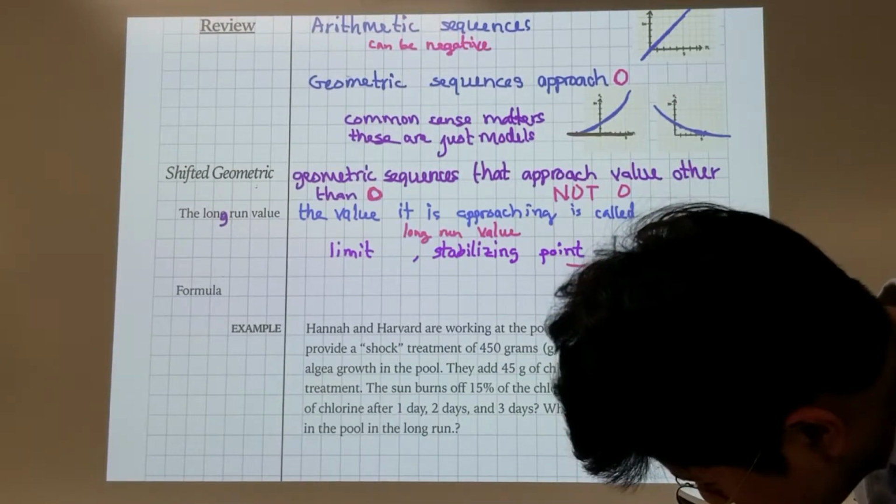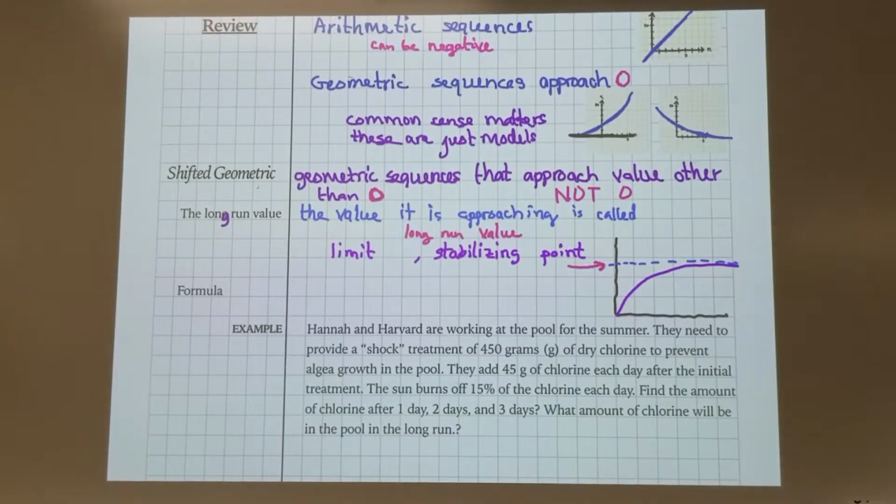So geometric sequences, or shifted geometric sequences, are just geometric sequences, but they have something a little extra.